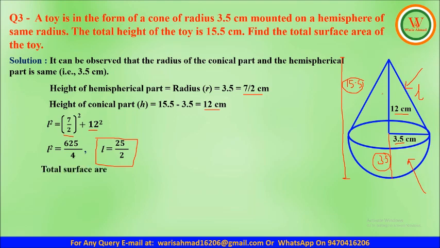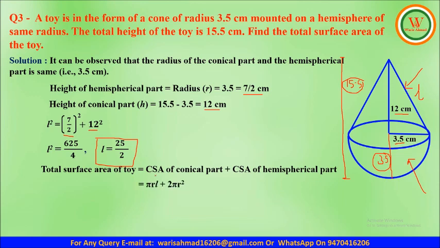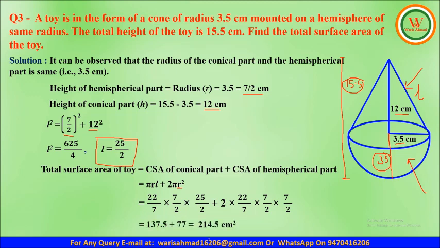Total surface area of toy will be equal to curved surface area of conical part plus curved surface area of the hemispherical part. Now after that, we have to write the formula. CSA of conical part is equal to pi RL, while CSA of hemispherical part is equal to 2 pi r square. After that, we will put the value of radius, slant height, and here again the value of radius. Then we will have this value, and after solving this one, we will have the final result, that is equal to 214.5 centimeter square. So this is the total surface area of this toy.